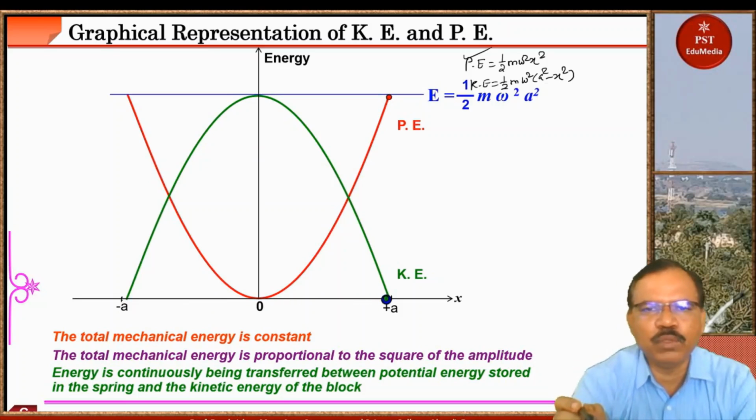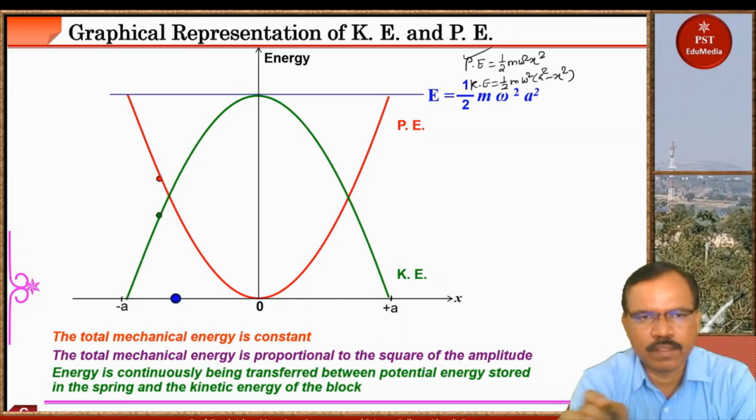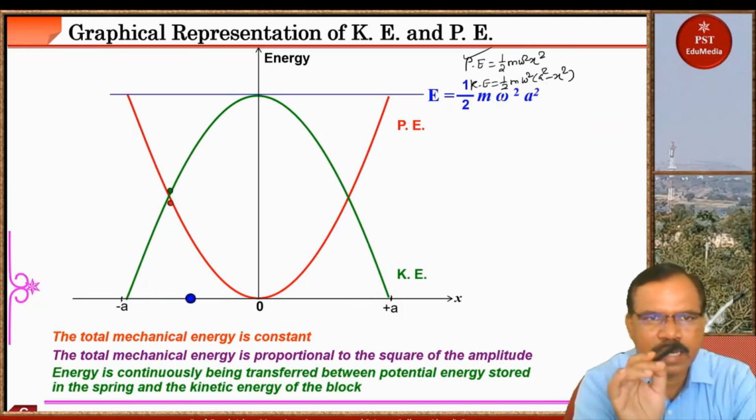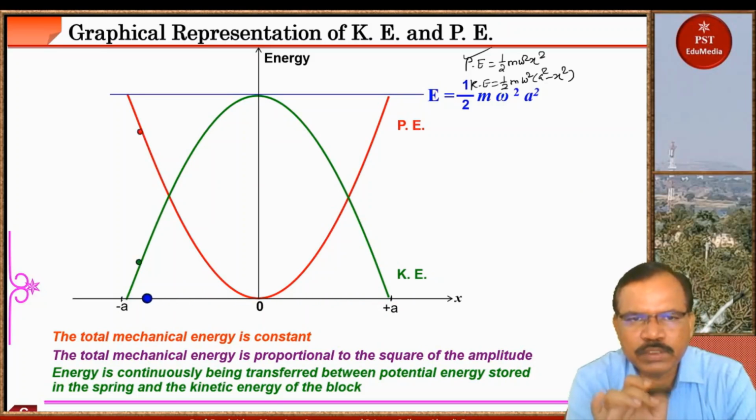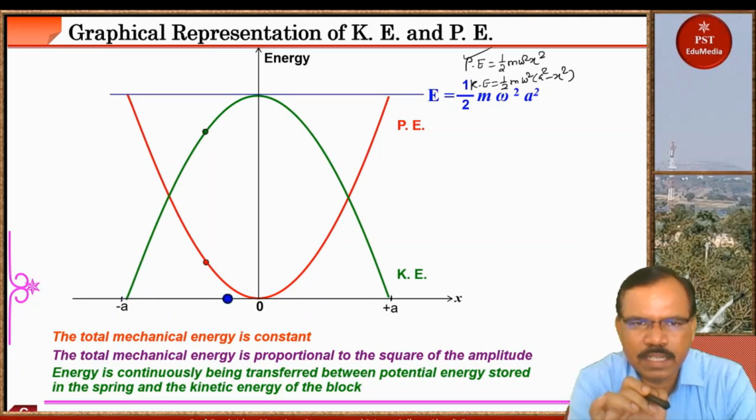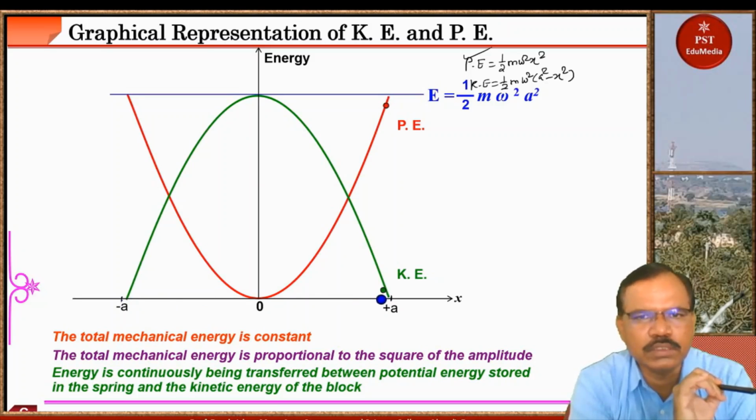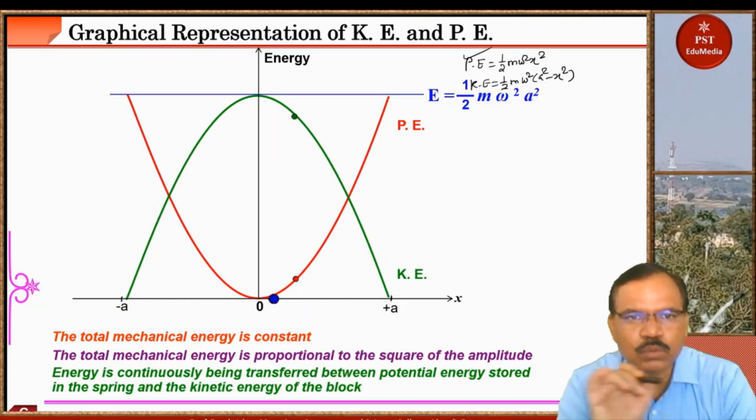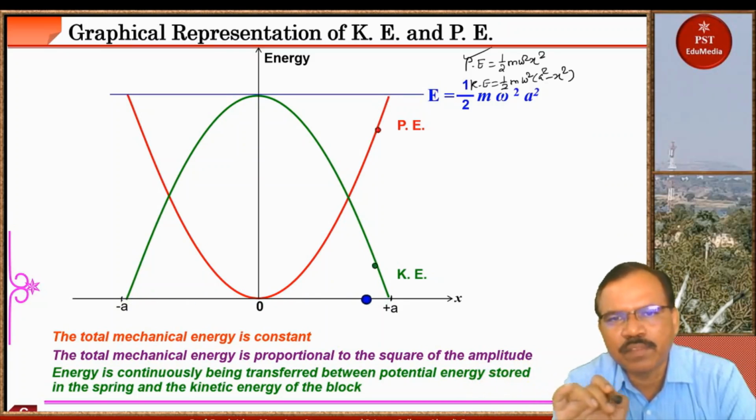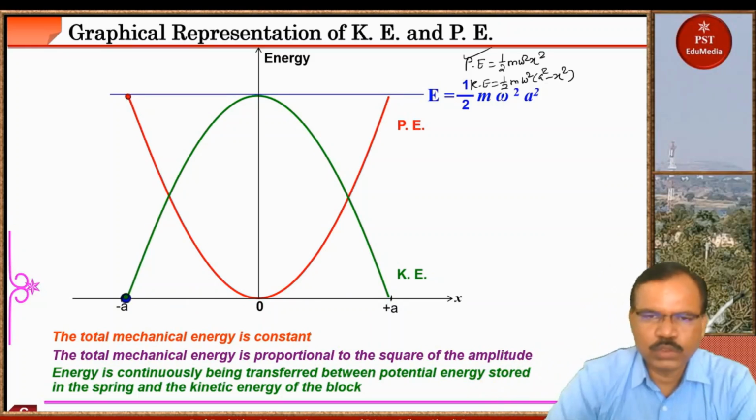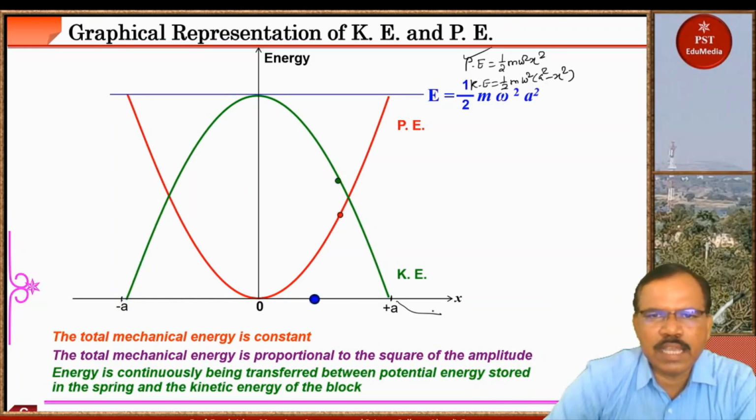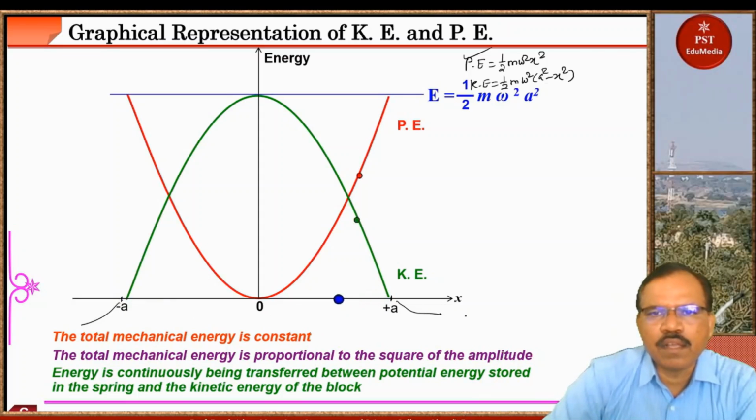Now if you see that blue ball, it is oscillating, and the green and red balls are changing kinetic and potential energies. The blue ball, if it comes to the equilibrium position, moves faster, and when it goes towards the extreme position, you will see it slows down. So at plus a or minus a, the particle stops momentarily.